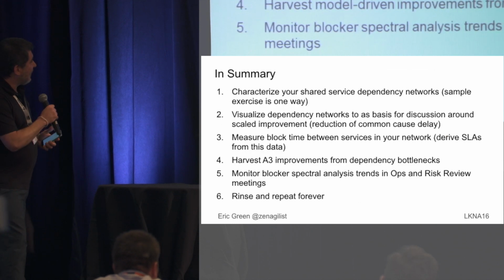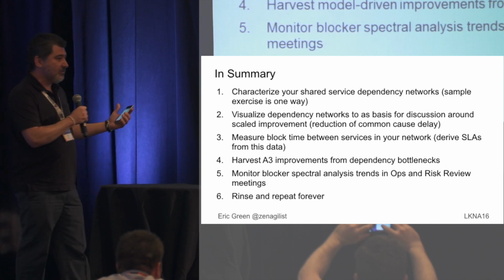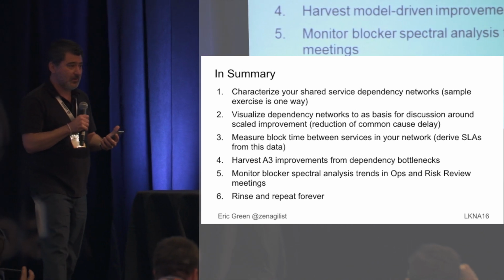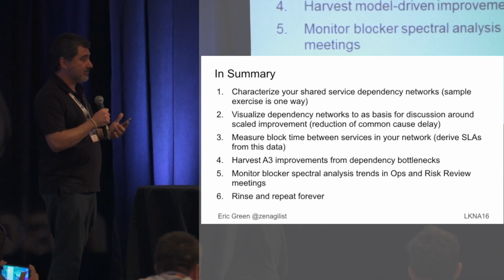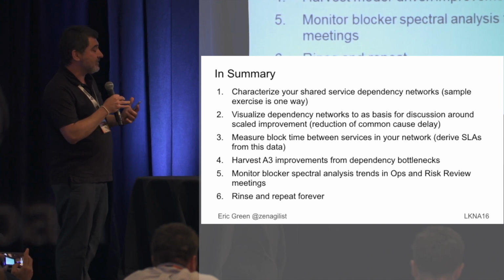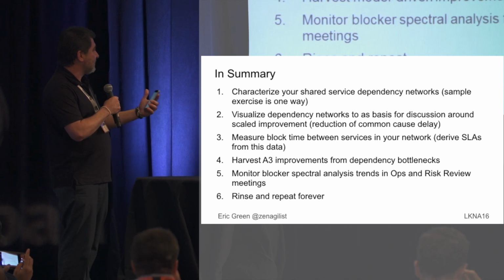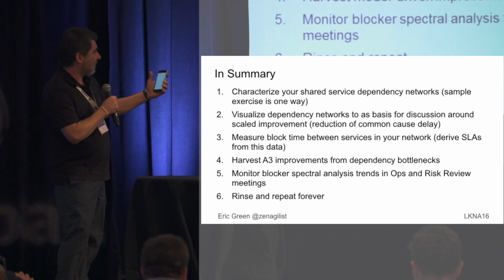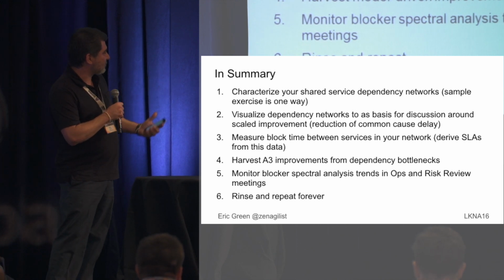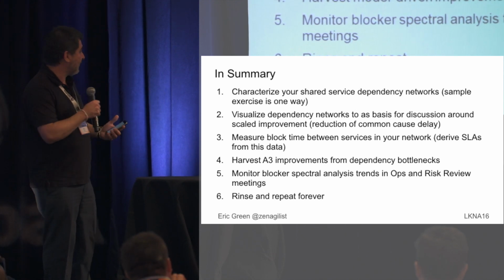So in summary, I just want to recommend a couple of things to you. One is to characterize these shared service networks in your company, especially if it's a large enterprise. I think it's very important. We want to visualize these networks and understand the common cause delay in these networks. We want to measure block time and derive SLAs from that block time, harvest model-driven improvements from the bottlenecks identified in the exercise, and then monitor the spectral analysis of the blockers in your ops or risk review, and rinse and repeat.